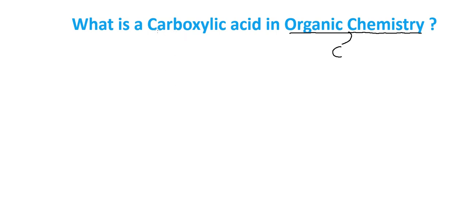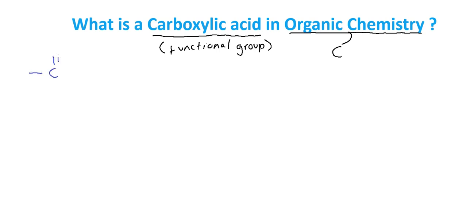And a carboxylic acid is a type of functional group that is a part of an organic molecule. So let me just show you first of all what a carboxylic acid actually looks like. So a carboxylic acid looks like this. So you've got a carbon, you've got a double bond, you've got an O, and also you've got an oxygen and you've got a hydrogen.